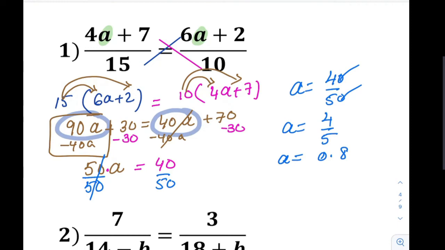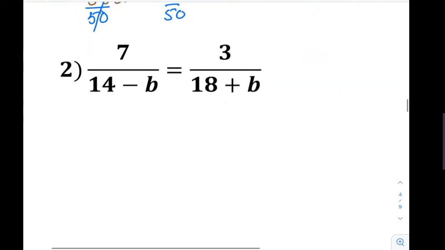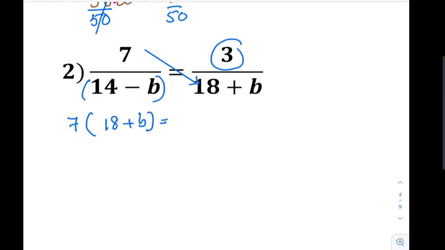Okay, great. Repeating and solving another question with variable b now. We will use cross multiply. We can start by this one as well. It will not make any difference. Do it like this. And 3 multiplied by the whole expression.